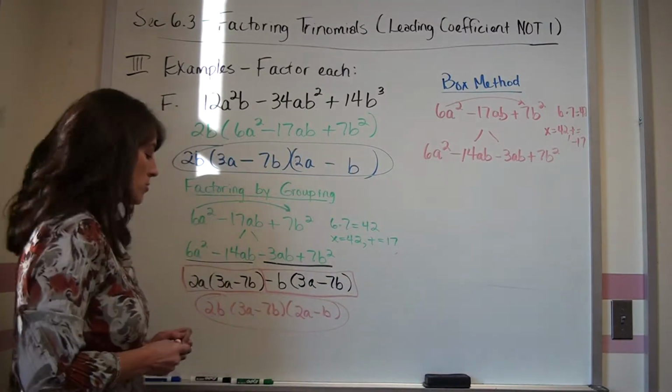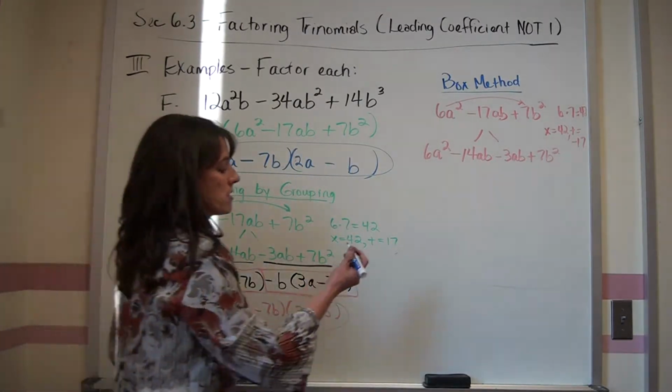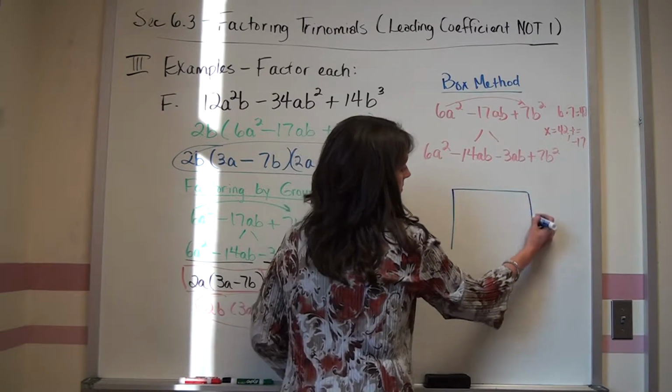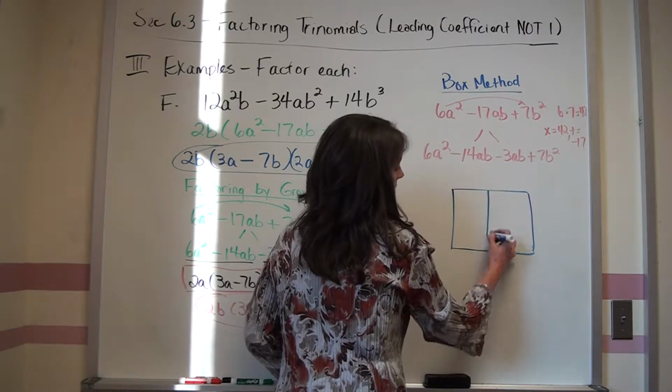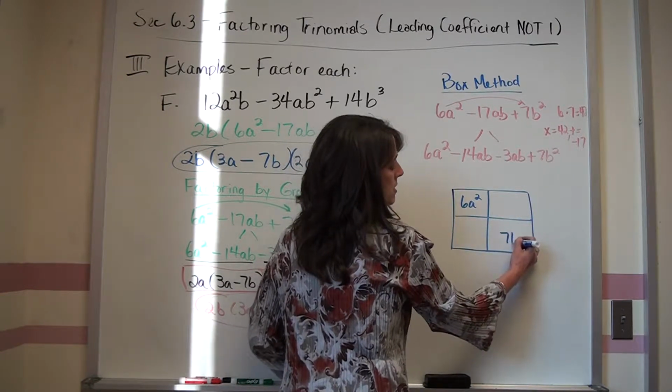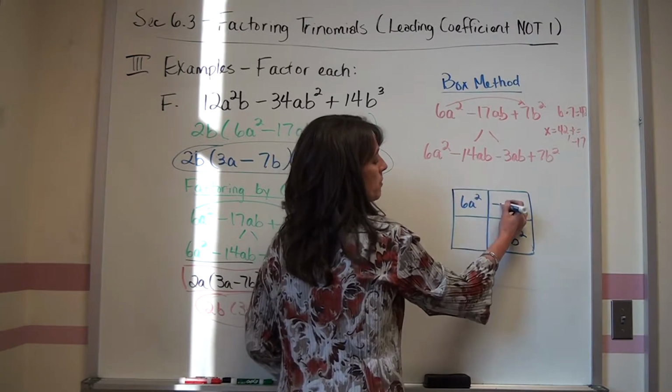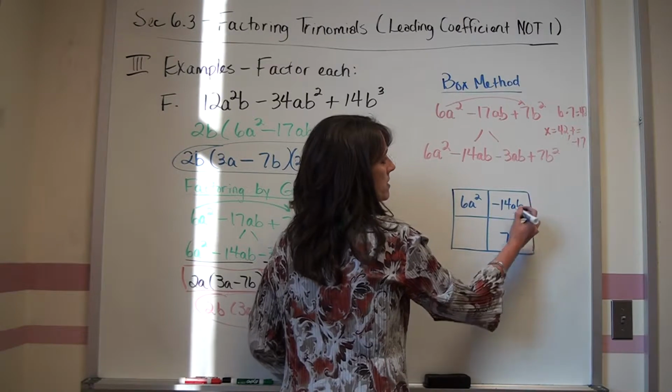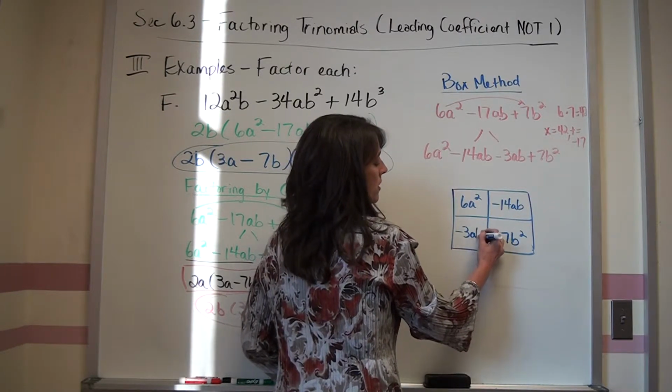But now I'm going to handle those terms differently. I'll put them within the box, so that my 6a squared goes in the upper left, my 7b squared goes in the lower right, bigger one up here in the upper right box, smaller one down here in the lower left box.